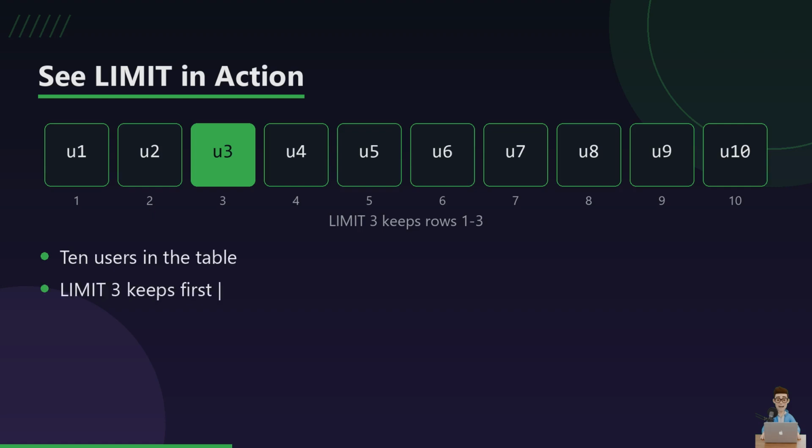Here's the whole table laid out as boxes. When we say LIMIT 3, the database keeps the green ones and grays out everything else. Notice it doesn't look at the dropped rows at all, it just stops early.